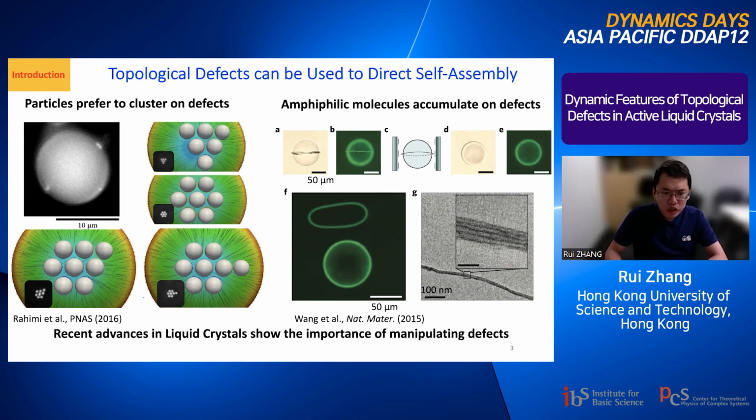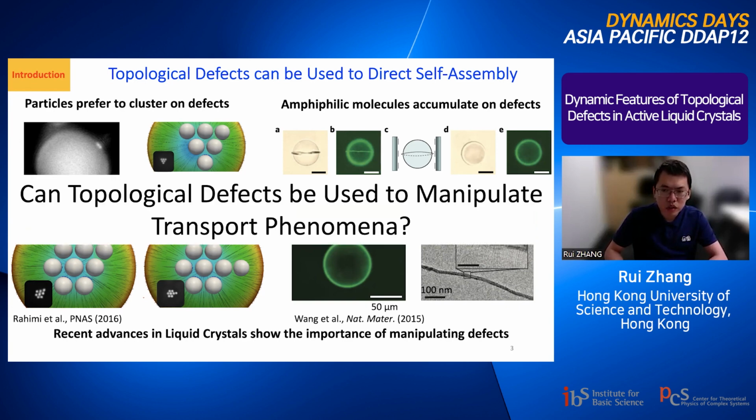So these recent advances in liquid crystals show the importance of topological defects in guiding the self-assembly of particles and colloids. We want to move forward to ask a more advanced question: can we use topological defects to control a transport phenomenon in microscopic systems?